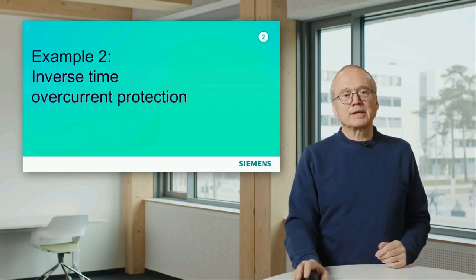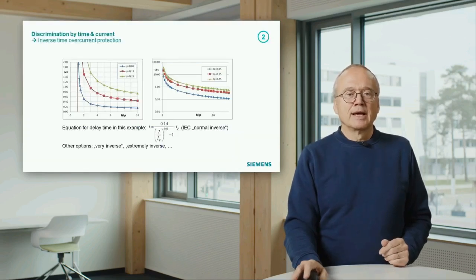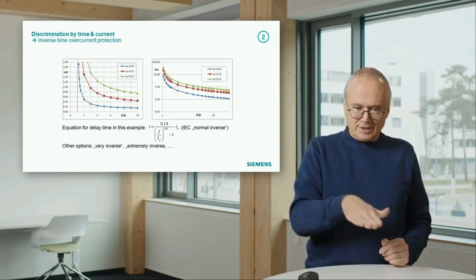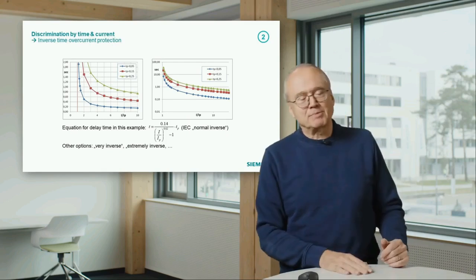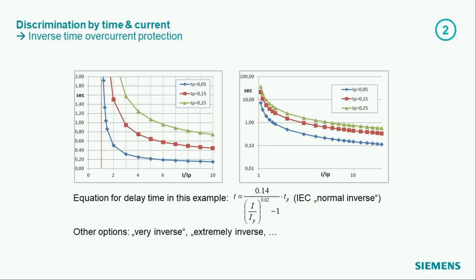Another possibility is the use of so-called inverse time overcurrent protection. In this context, you don't have this stepped characteristic. You have these curves as trip times. That means in this diagram you have on the horizontal axis the current, on the vertical axis you have the time delay, and there you see you have trip time curves.